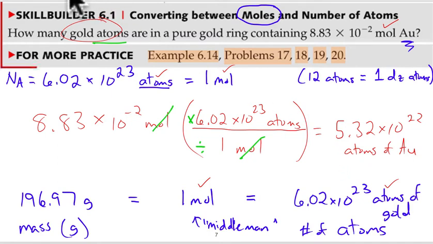Quick word about significant figures. 3 sig figs in the data, 3 sig figs in our final answer. Conversion factors ignore sig figs. And that'll work out pretty well for us.